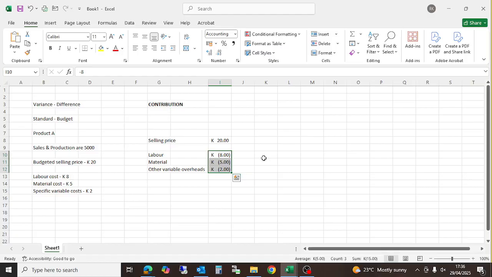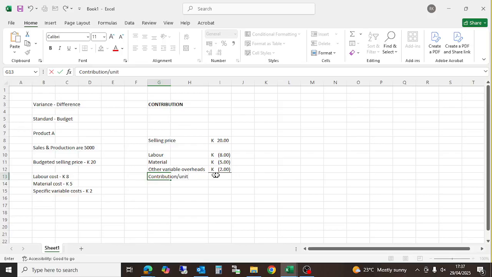If we look at marginal costing principles, we just subtract our variable cost from our selling price to get our contribution. So here we subtract the total variable cost, which is 15, from the selling price, and what we will get is the contribution per unit. So what is the contribution per unit?